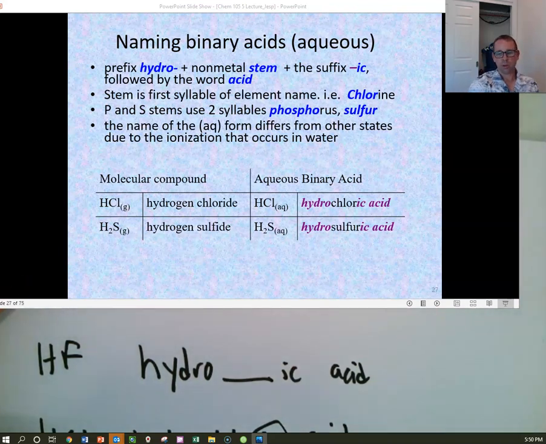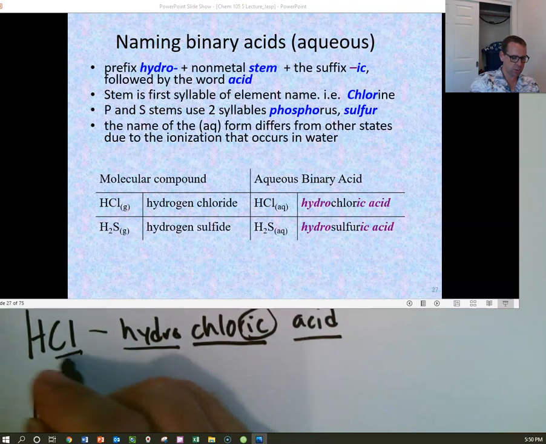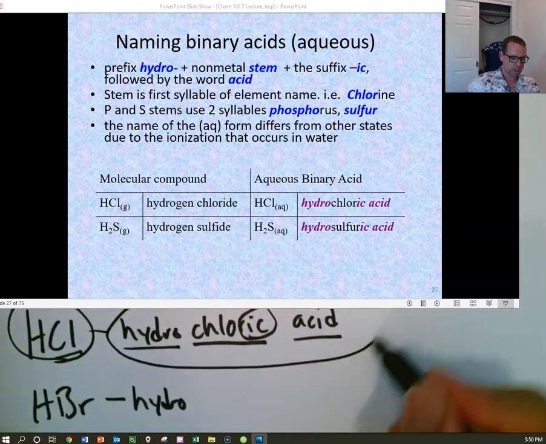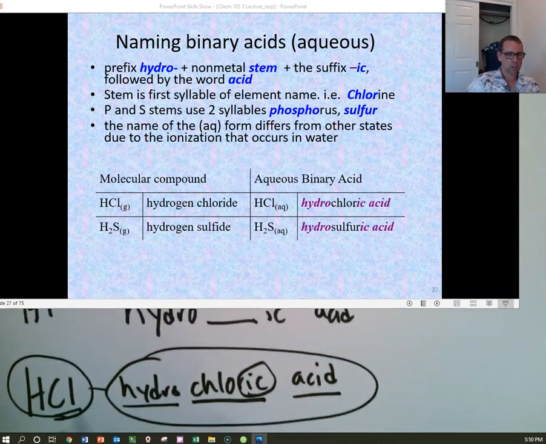Very good. Hydrofluoric acid. Excellent job. Okay, so we're getting it. We're learning how to name binary acids because of our knowledge that we had previously about hydrochloric acid, which is great. And if you didn't know that, now you have to memorize hydrochloric acid so that you can know how to name binary acids. All right.